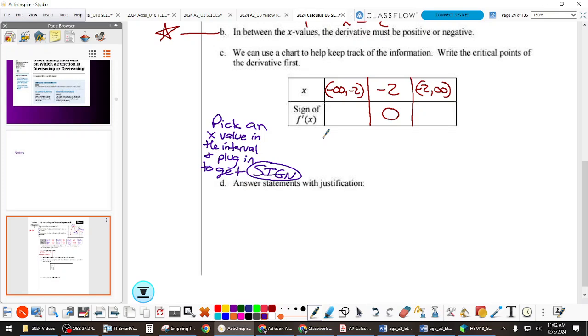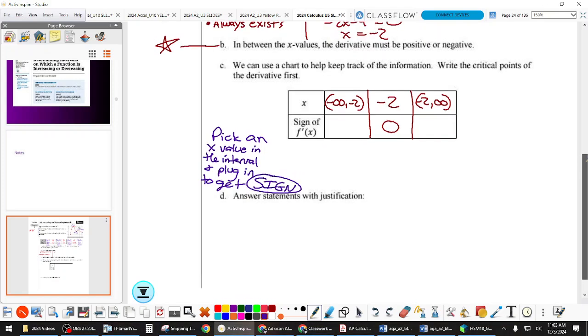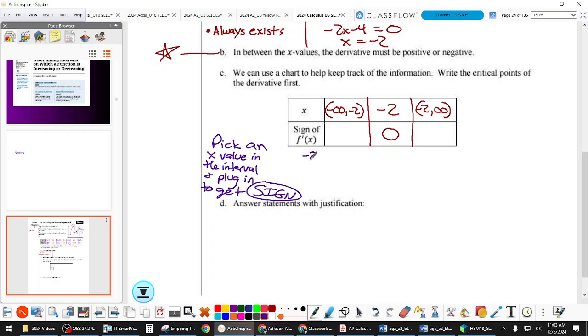So what would you pick? Like 5 or something. Okay, so it's going to be positive, right? Negative 2 is our critical point, so up to there this is always going to be positive. And then over here, what would you pick in that interval? 0. Awesome. And that's going to be negative.